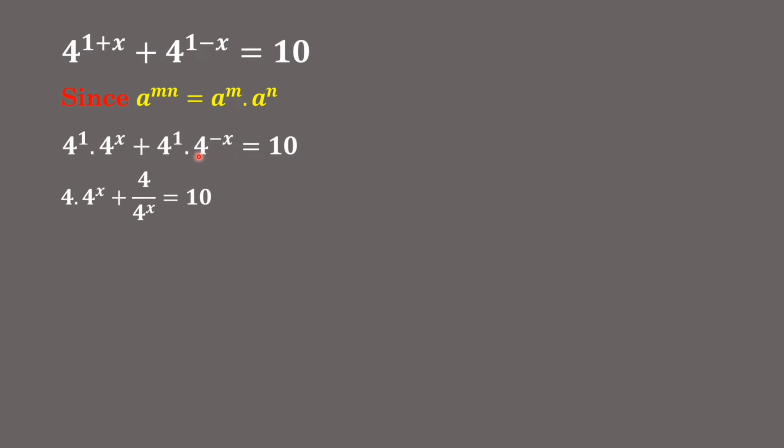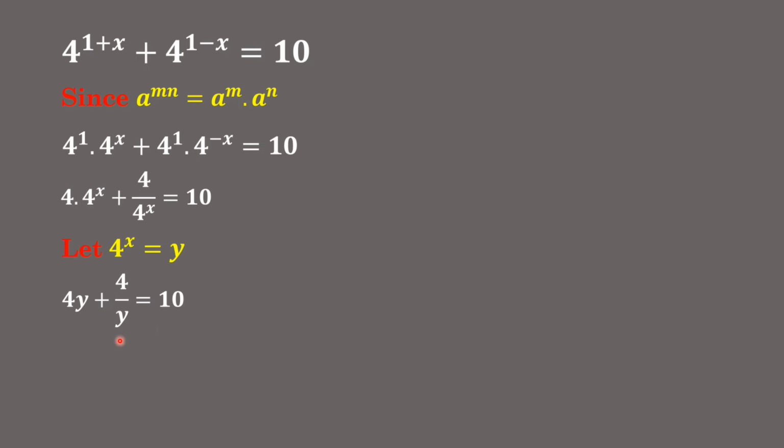Now taking this 4 raised to power minus x in denominator, it will become 4 over 4 raised to power x. And now here make a substitution. Let's say that 4 power x is equal to y. Then the above equation becomes 4y plus 4 over y is equal to 10.